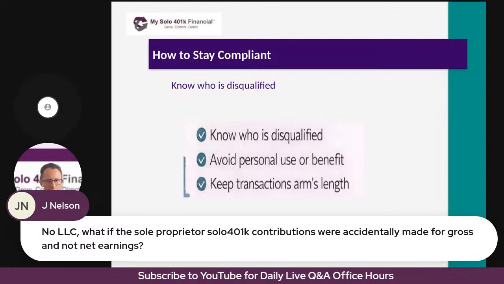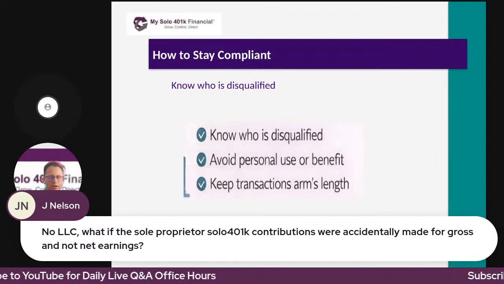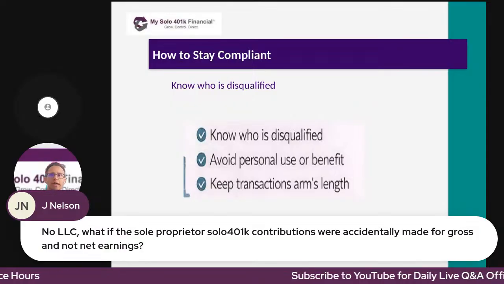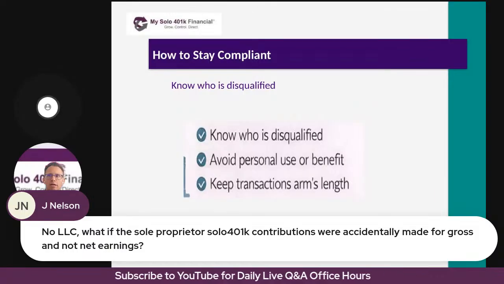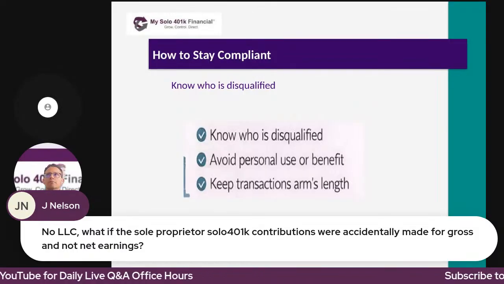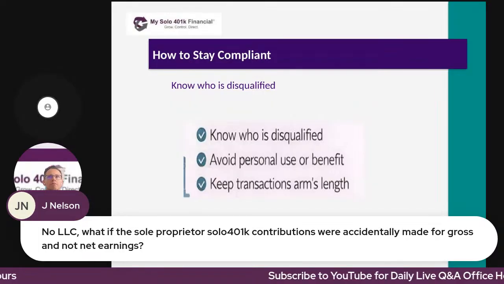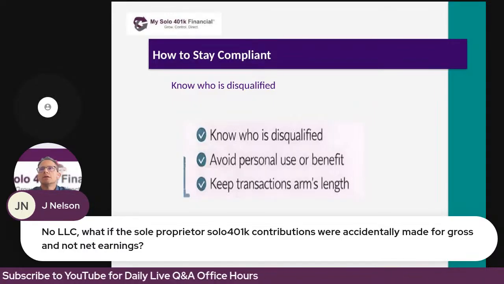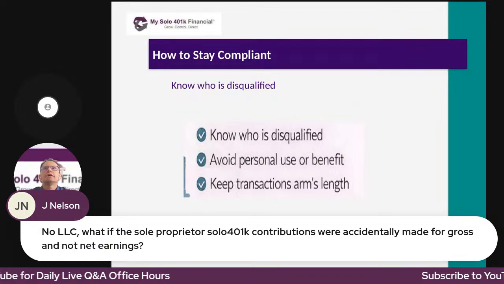No LLC. What if the sole proprietor were accidentally made for gross and not net earnings? Well, you're going to have an excess contribution on your hands. So you need to be careful when you make solo 401k contributions not to contribute over the allowed limit, because it can result in an excess contribution. Let me share a link from our website that talks about the excess contribution rules as they apply to a solo 401k plan. Give me a moment here. I need to dig it up.